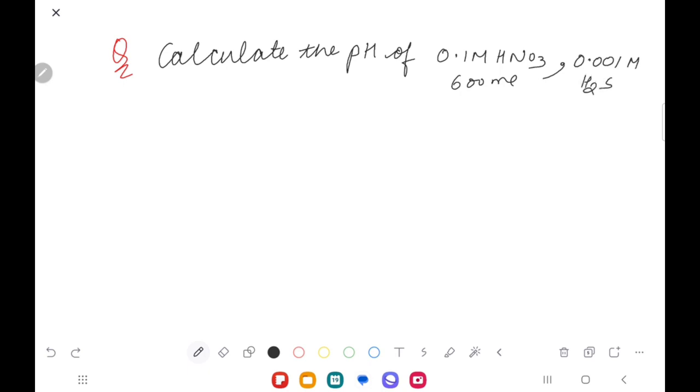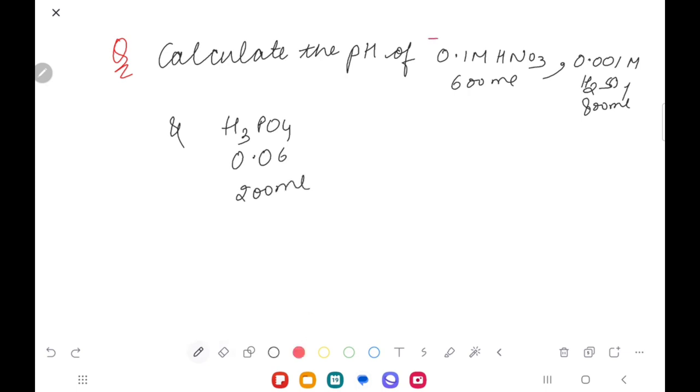Calculate the pH of 0.1 molar HNO3, 600 ml, 0.001 molar H2SO4, 800 ml, and H3PO4. Assume H3PO4 to be a strong acid, though it is a weak acid. But I'm saying just assume it for a while that it is a strong acid. And 0.06 molar, 200 ml.